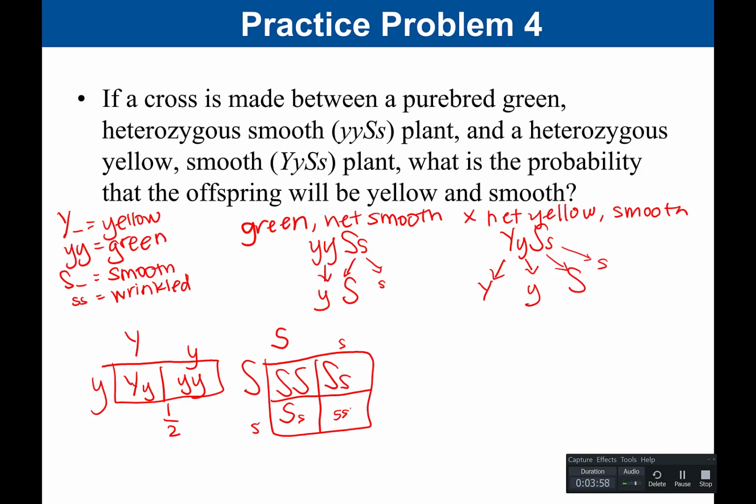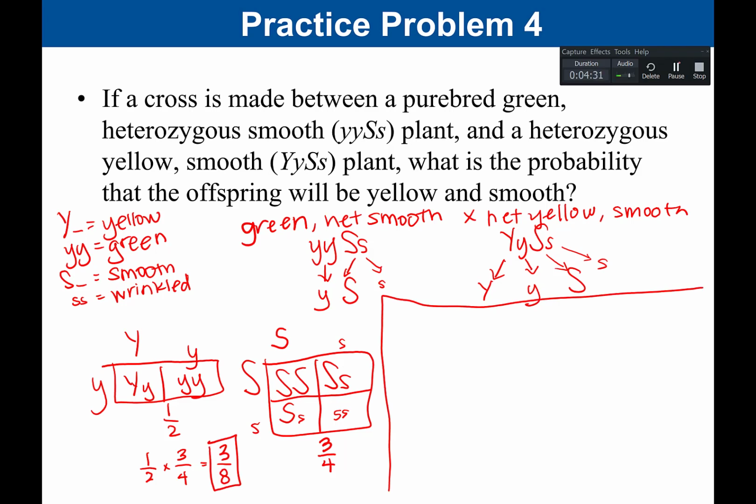So I'm looking for smooth. Remember that smooth is big S, any second allele. So notice that we have 3 out of 4. So notice that I am now going to have 3 out of 4 will be the S's. Now I just need to multiply my 2 probabilities. So 1/2 times 3/4. Multiply the numbers on the top, 3. Multiply the numbers on the bottom, 8. So my answer in this case is going to be 3/8. That is my probability of getting yellow and smooth. So 3/8 is my answer, and I did that by solving those crosses independently.